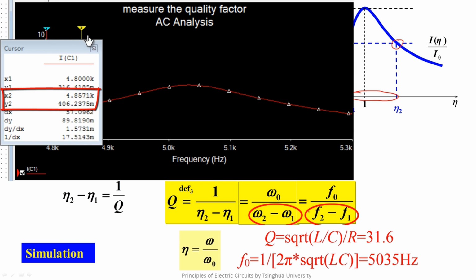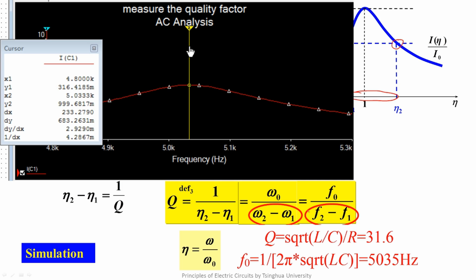We move the cursor. When the frequency is 5.0333 kHz, the vertical axis is 999 milli, and the characteristic reaches its maximum value. This accords with the theoretical analysis.